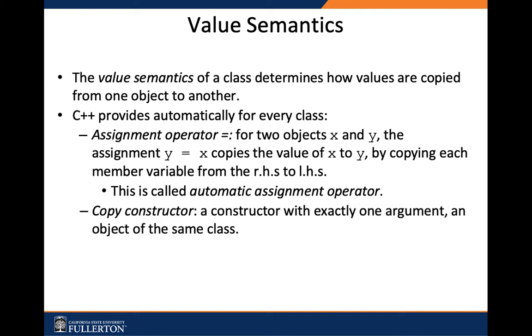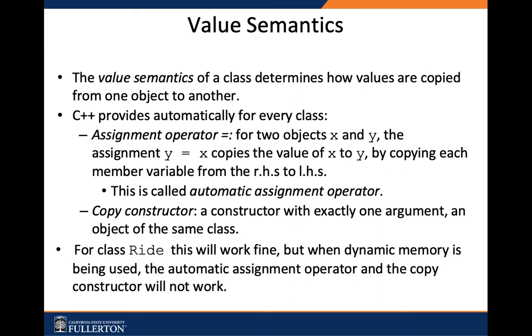C++ also provides automatically a copy constructor. A copy constructor is a constructor with exactly one argument, which is an object of the same class. For class write, this will work fine, but when we use dynamic memory, the automatic assignment operator and the copy constructor will not work properly.